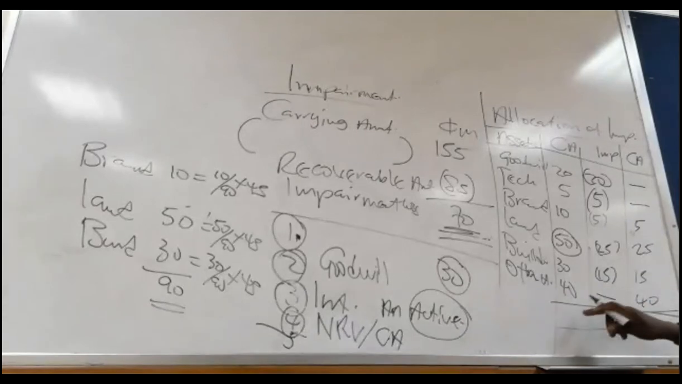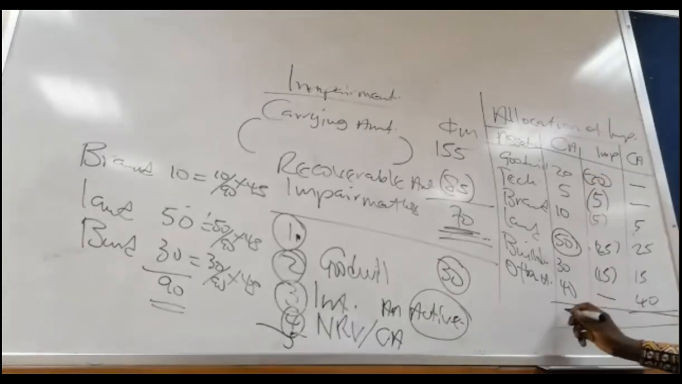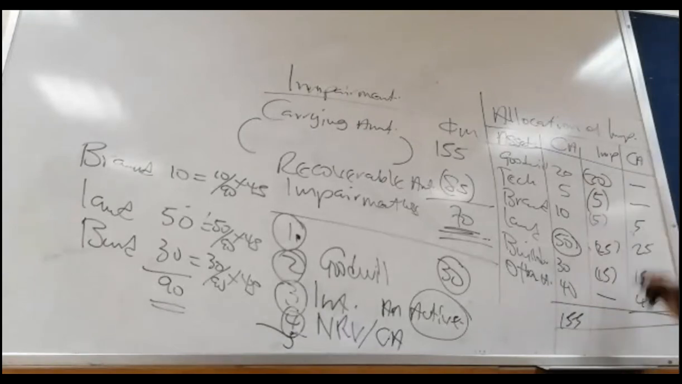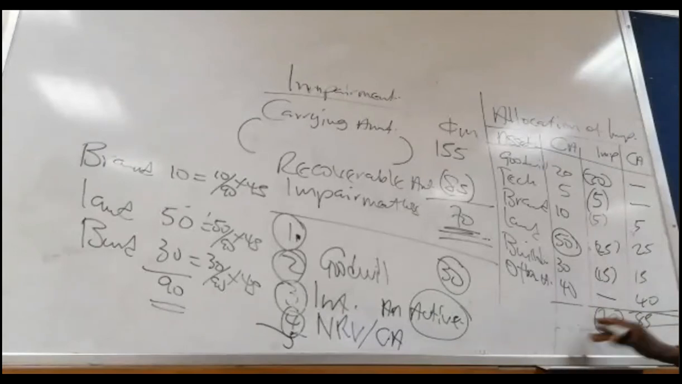The total carrying amount must be the same as what? 155 that we calculated there. Then the total impairment must be 70. Then the total carrying amount after impairment must be what? 85, which is the same as the recoverable amount. So that's the end of the impairment.